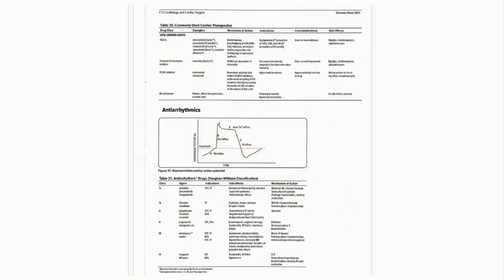Class 1 drugs block sodium channels. Class 2 drugs are beta blockers that slow AV nodal conduction. Class 3 drugs block potassium channels and prolong repolarization. Class 4 drugs are calcium channel blockers that primarily affect the AV node. Always remember that antiarrhythmics can themselves cause arrhythmias, so careful patient selection and monitoring are essential.